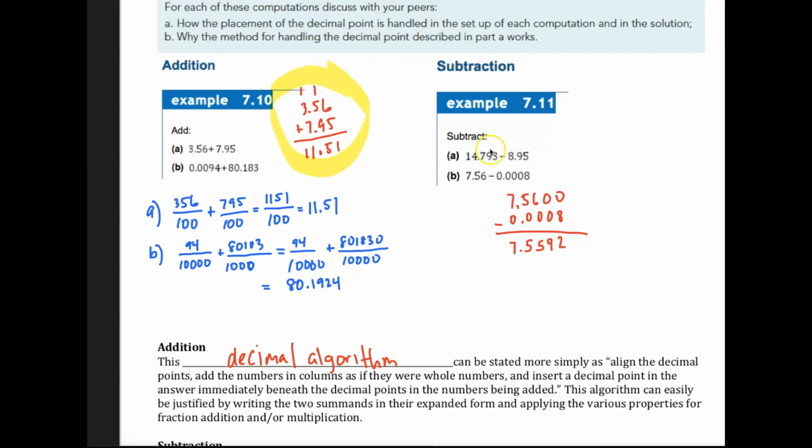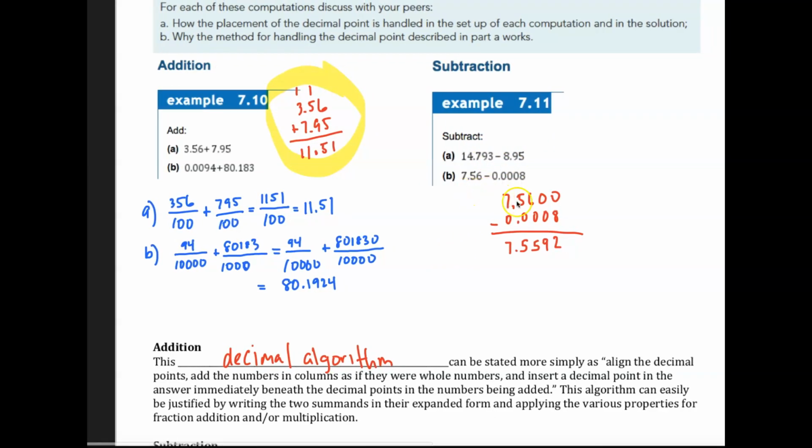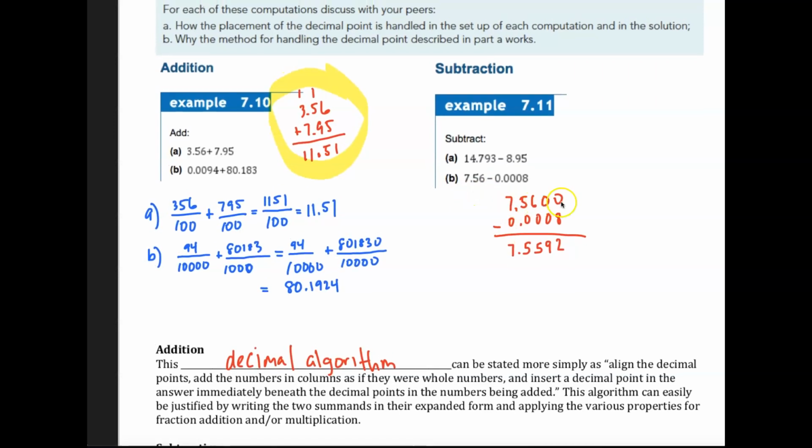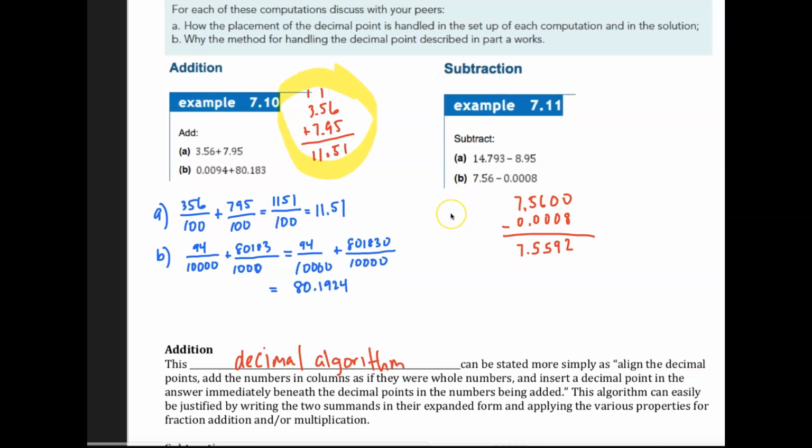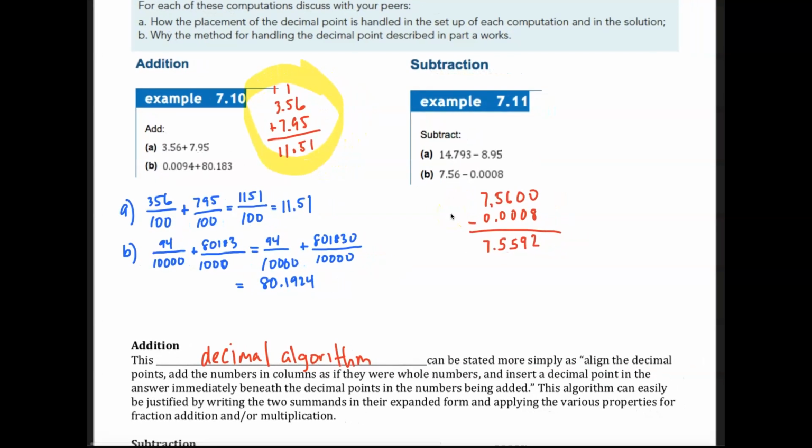The same thing happens with subtraction. I've done this one here, 7.56. Why do we line them up? It's the same idea that we would need to make them the same common denominator, and so that becomes an important step in this process, thinking and knowing that's why we line them up. It's not just something we do.